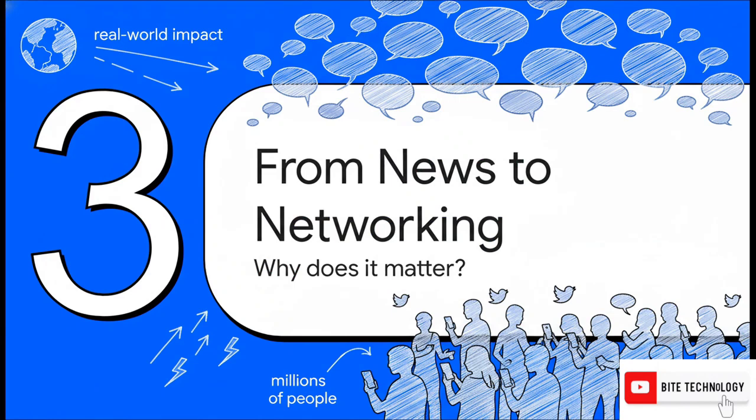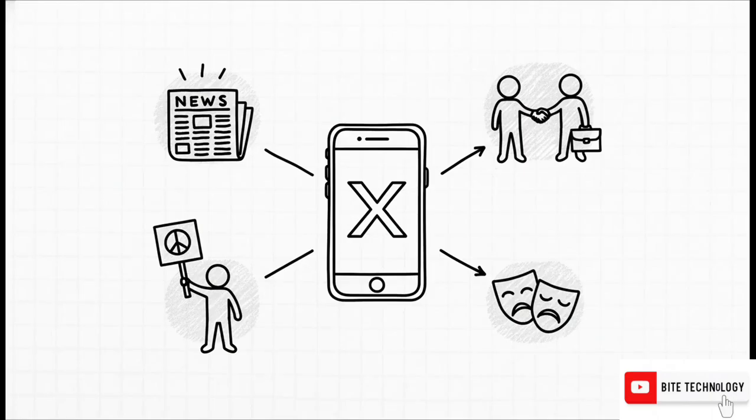Okay, so we've got the what and the how down, but the big question is, why does any of this even matter? From news to networking, what's the real-world impact here? Well, it matters because these super simple tools are used for an incredible range of things. I mean, it's a place for breaking news and real-time updates. It's a hub for professional networking. It's a stage for public opinion and activism. And yeah, it's also where memes are born and things go viral. It's all of that, all happening at once.